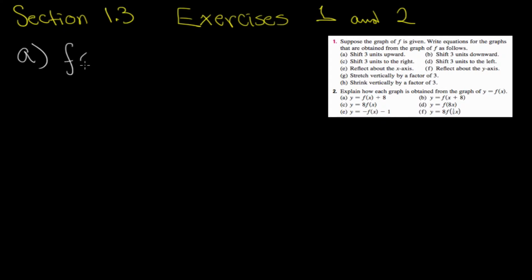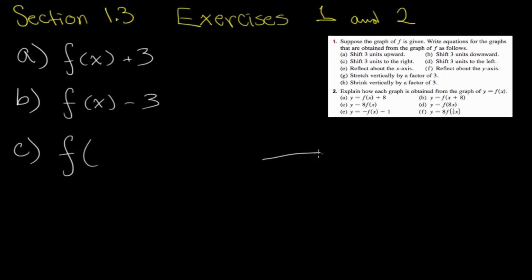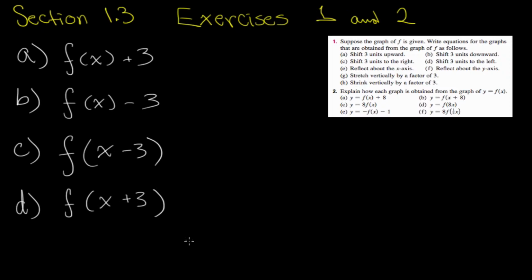Well, that's easy. That's just the function plus 3, right? B says shift 3 units downwards. Well, that would be the opposite, minus 3. C: a shift of 3 units to the right. To the right is the positive direction, so we're subtracting. So it's f of x minus 3. And D, I am assuming, yep, 3 units to the left. It's the negative direction, so f of x plus 3.